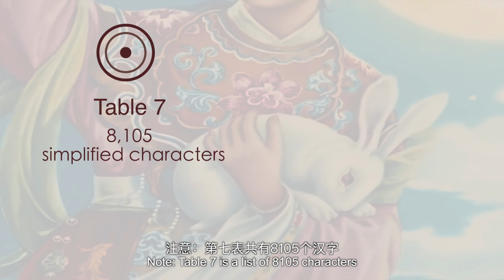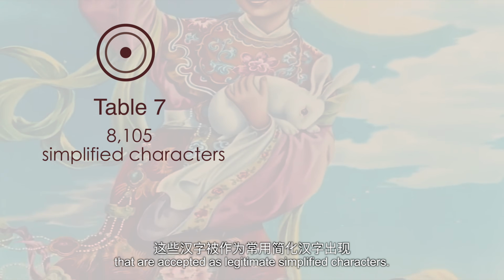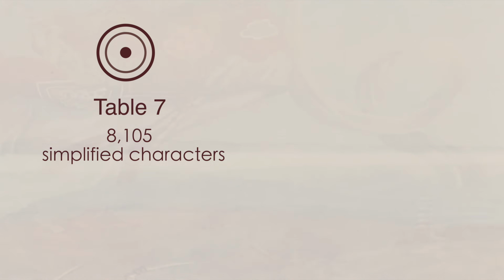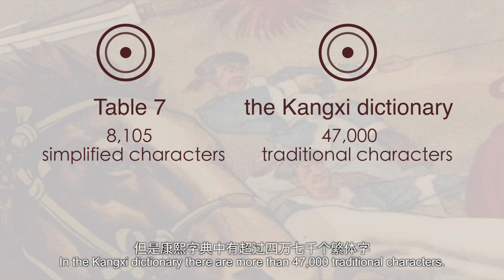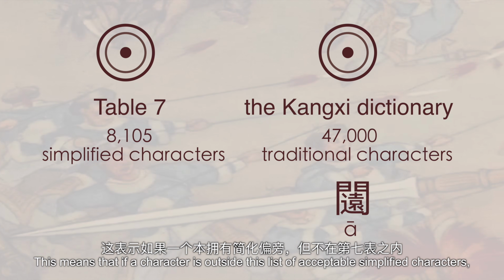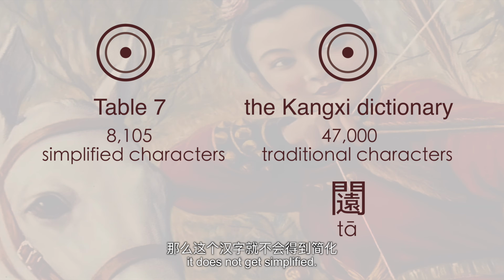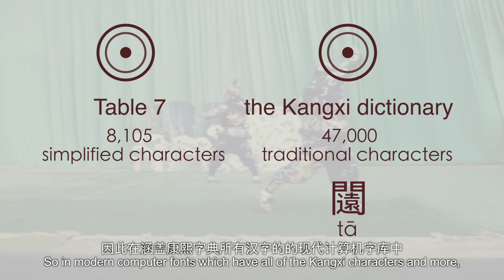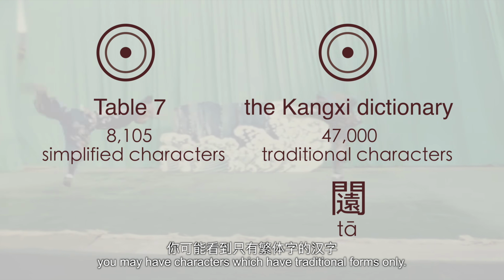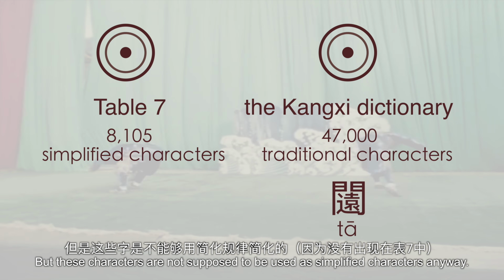Note: Table 7 is a list of 8,105 characters that are accepted as legitimate simplified characters. In the Kangxi dictionary, there are more than 47,000 traditional characters. This means that if a character is outside this list of acceptable simplified characters, it does not get simplified. So, in modern computer fonts, which have all of these Kangxi characters and more, you may have characters which have traditional forms only. But these characters are not supposed to be used as simplified characters anyway.